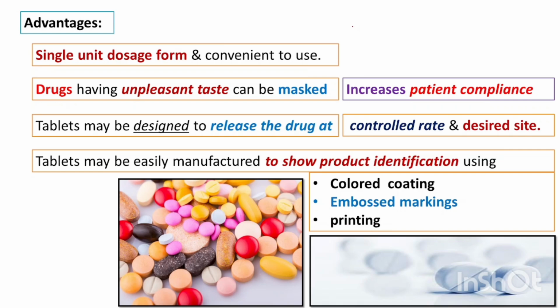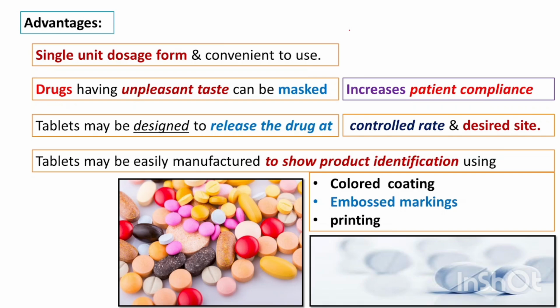Next, drugs having an unpleasant taste, meaning a bitter taste or some unpleasant taste, can be masked by using different polymers, different excipients, or different coatings, which will increase patient compliance. It means the patient will feel better taking tablets compared to other forms of medication, right.